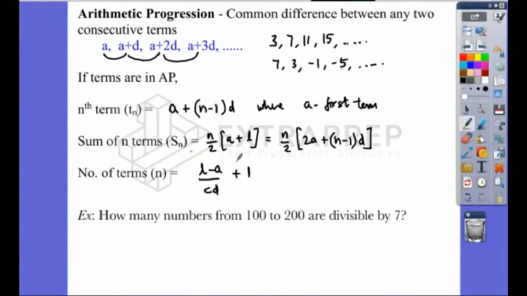Okay, now let's see. Copy this formula first and then we'll solve the problem. Copy the formula first.